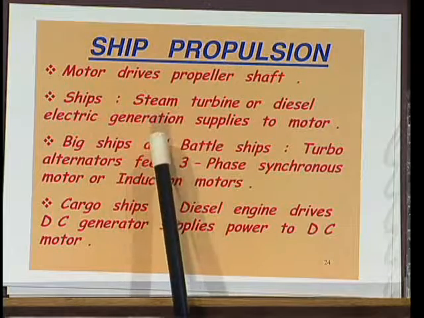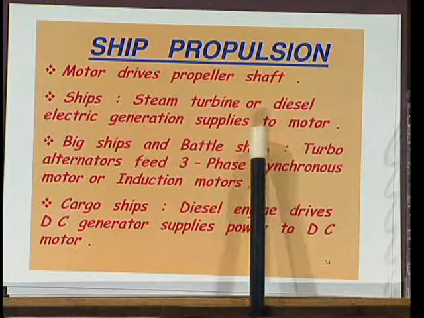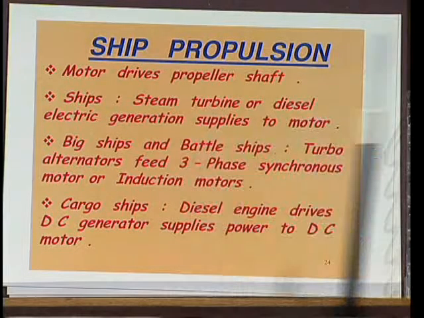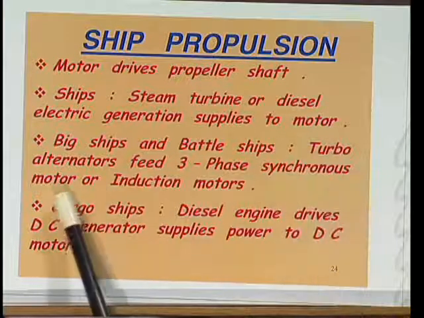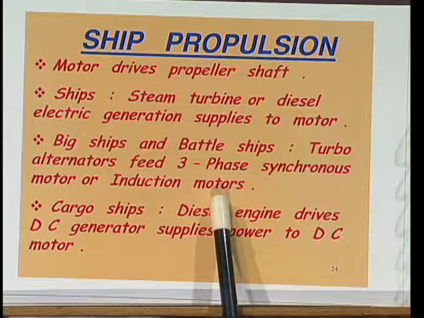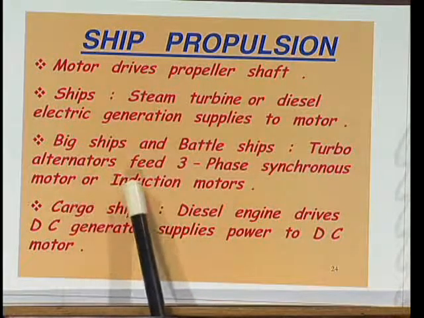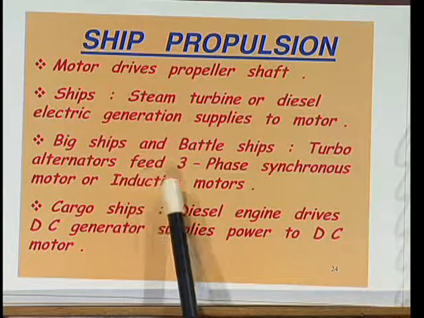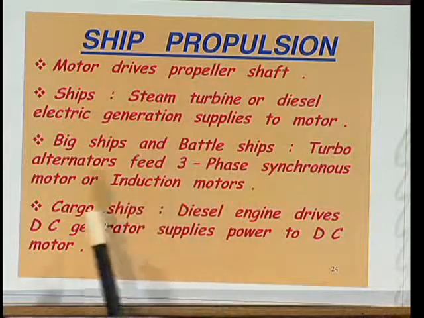A diesel engine is coupled to a generator, and the output of the generator can be fed to a motor, that is, diesel electric generation can be used. Big ships and battleships: turbo alternators feed a three-phase synchronous motor or induction motor. So big ships and battleships employ turbo alternators. The output three-phase supply can be fed to the three-phase induction motors.